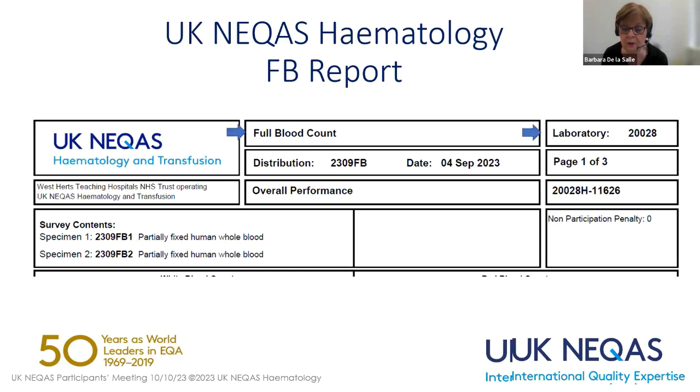There is the actual program that the report is for, your laboratory number, laboratory 20028 is our own UK NEQAS laboratory, the distribution identifier, so this was the full blood count from September of last year, the date it was sent out, the actual individual identifier for the instrument, because obviously many participants may have multiple instruments registered in the program, the summary of the survey contents, and whether you participated or not.